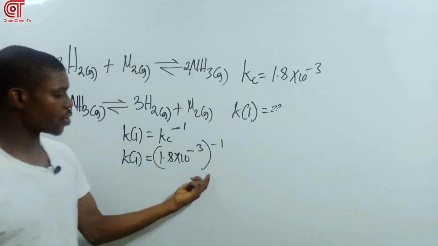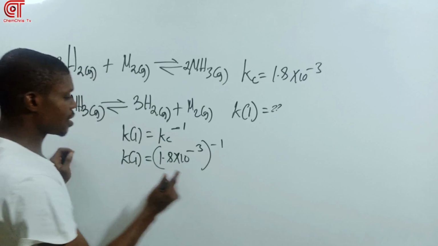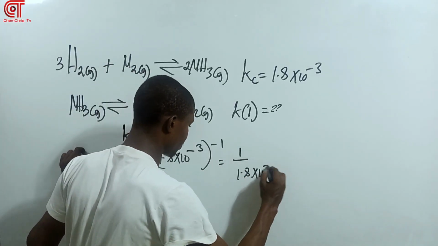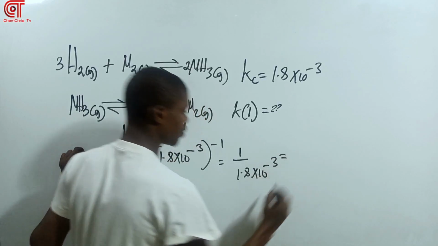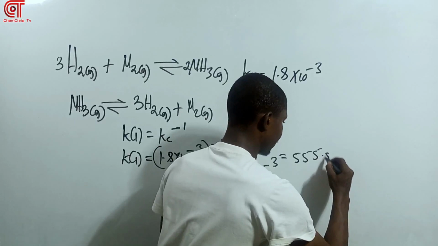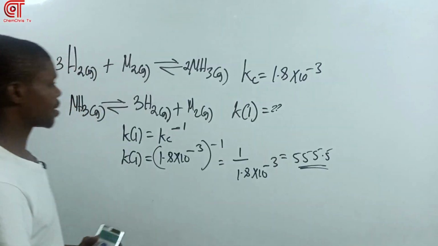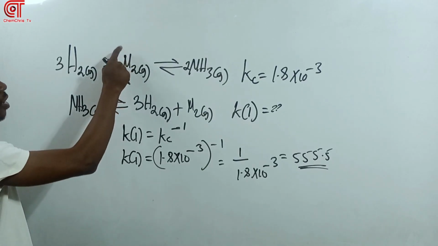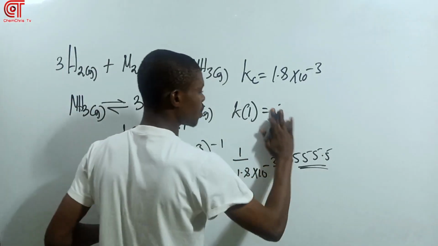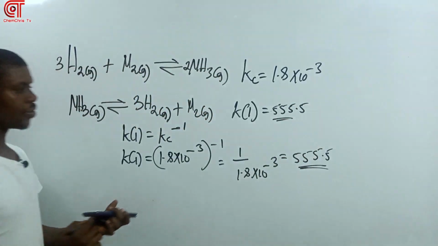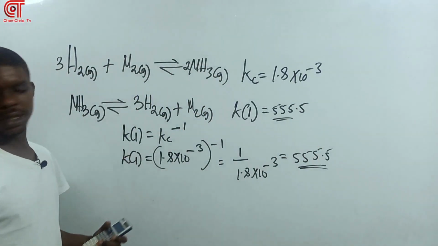So what you want to do is use your calculator to punch it. This is also 1 over 1.8 exponential minus 3. You get 555.5. That is the Kc of this reaction in relation to the first one, 555.5.